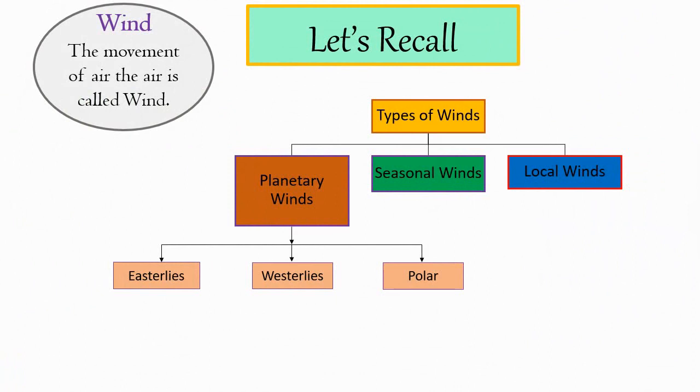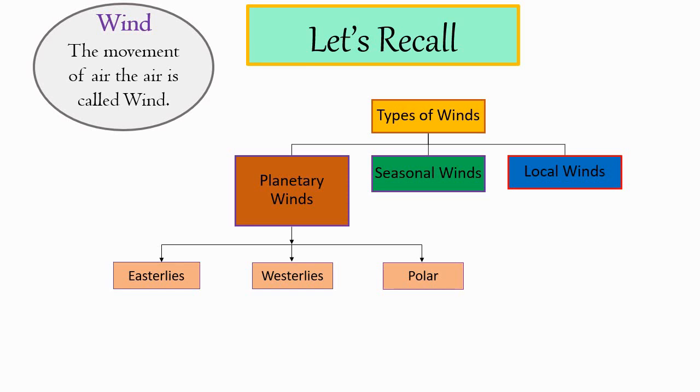Let us now recall what we learned today. We learned that wind is the movement of air. Wind is caused by differences in air pressure within our atmosphere. Air under high pressure moves toward areas of low pressure. The greater the difference in pressure, the faster the air blows. We also learned that wind velocity is measured in the units of knots or kilometers per hour.